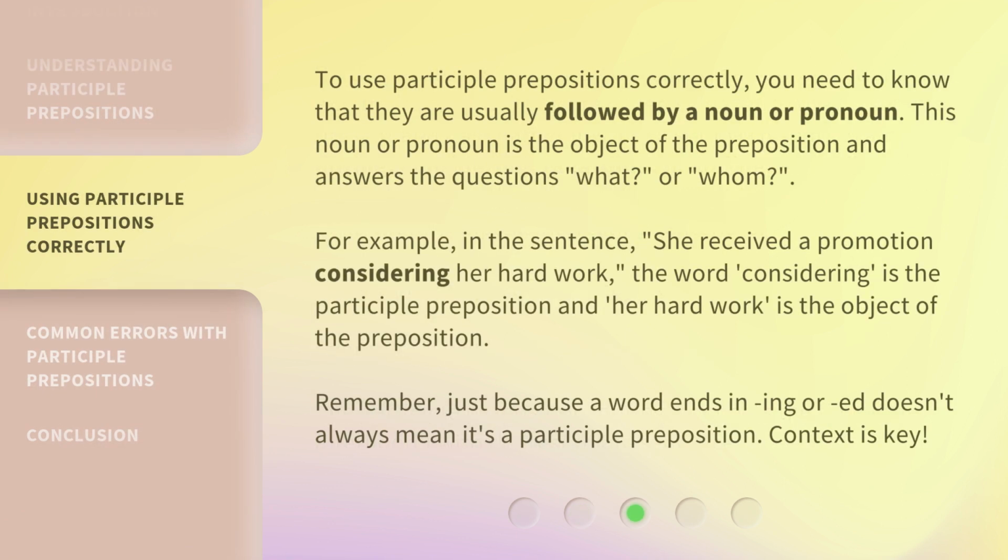To use participle prepositions correctly, you need to know that they are usually followed by a noun or pronoun. This noun or pronoun is the object of the preposition and answers the questions what or whom. For example, in the sentence, she received a promotion considering her hard work, the word considering is the participle preposition and her hard work is the object of the preposition.